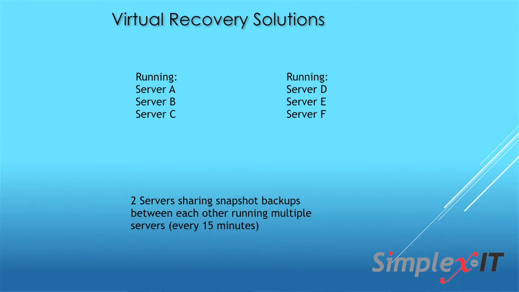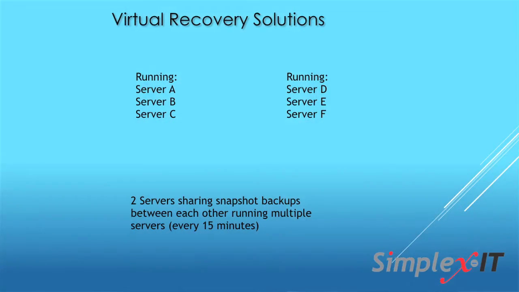Now let's talk about virtual. We have 2 physical servers. And those 2 physical servers are completely separate, meaning their storage is separate. They are completely different physical machines. There's nothing shared between them. However, we're going to connect the 2 of them by a network connection. And we're going to do what's called snapshot replication.